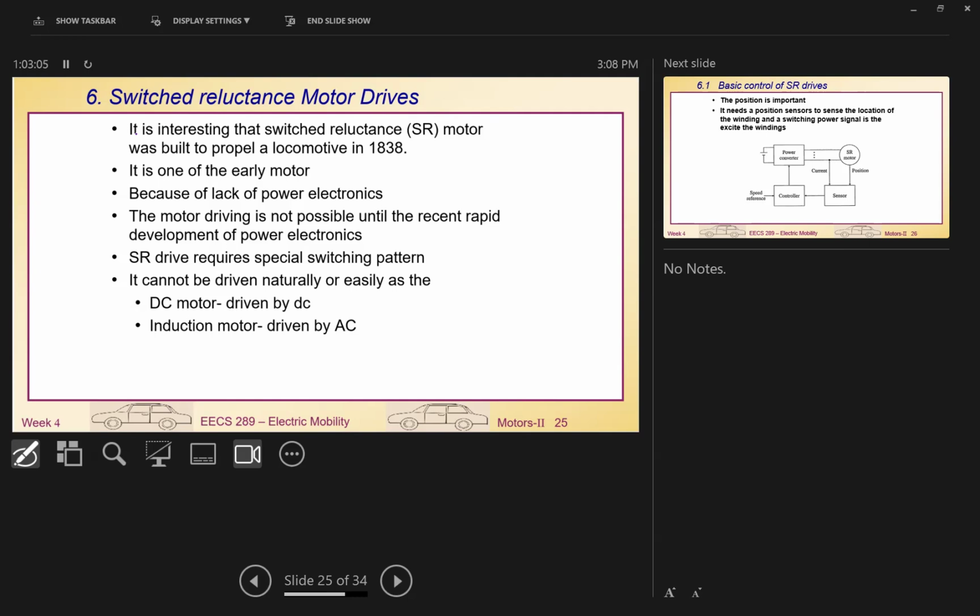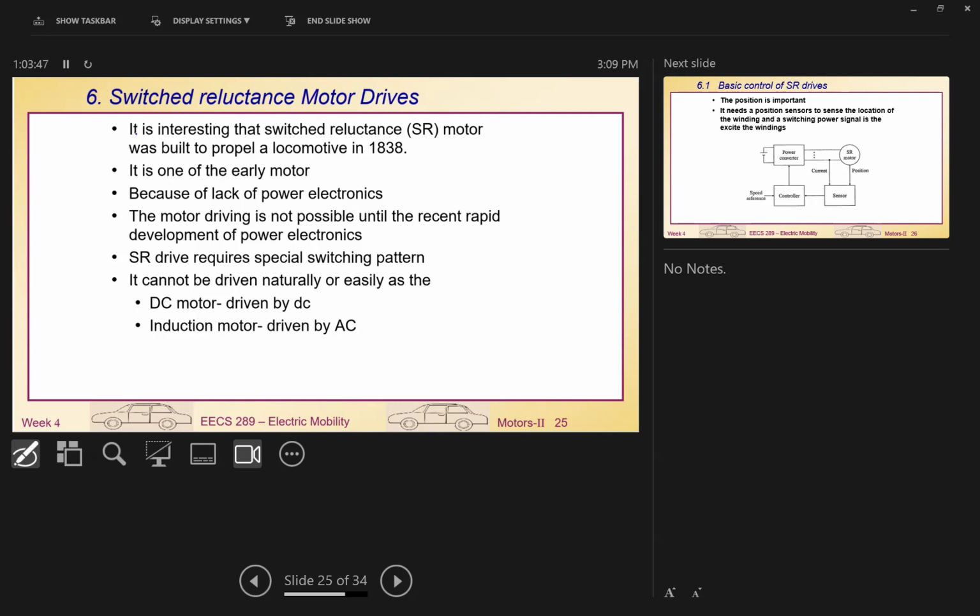I think since 1838 some people were already using it to drive a locomotive. But this motor was developed well before 1838. Some people told me the first motor in the world was also a switch reluctance. Of course, during that time, we didn't call it switch reluctance, we didn't have any switch. We called it variable reluctance. We were just changing the reluctance to drive the motor. But today, we are not using variable reluctance, we're using transistors to switch the reluctance.